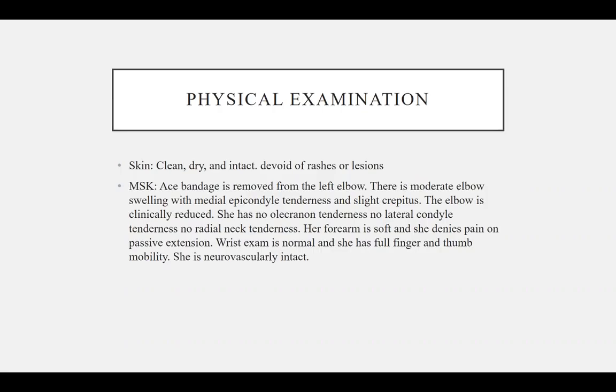For physical exam, her skin was clean, dry, and intact, devoid of rashes or lesions. The ACE bandage was removed from the left elbow, and it revealed moderate elbow swelling over the medial epicondyle, and there was medial epicondyle tenderness with slight crepitus. The elbow is clinically reduced. She has no olecranon tenderness, no lateral condyle tenderness, no radial neck tenderness. Her forearm is soft, and she denies pain on passive extension. Wrist exam is normal, and she has full finger and thumb mobility. She is neurovascularly intact.